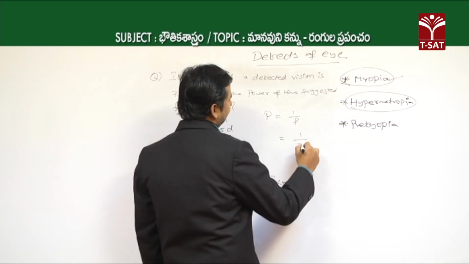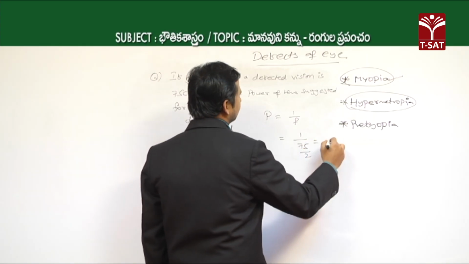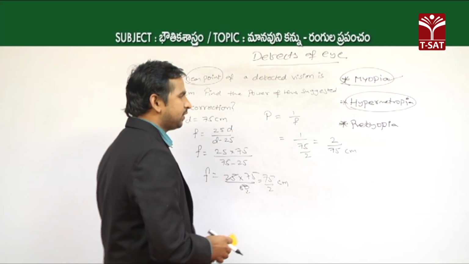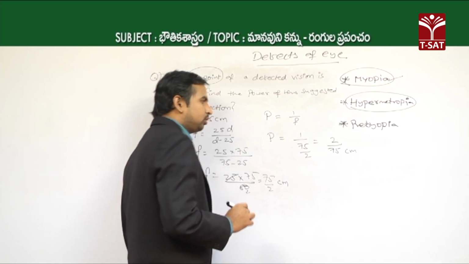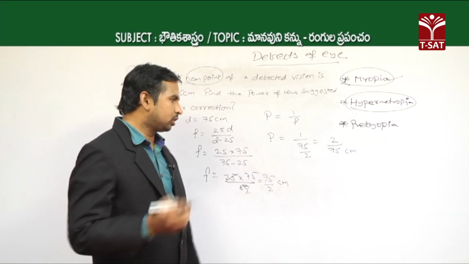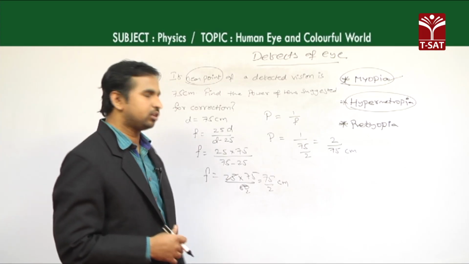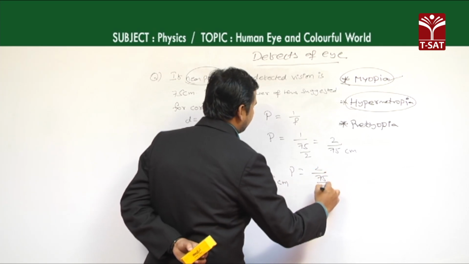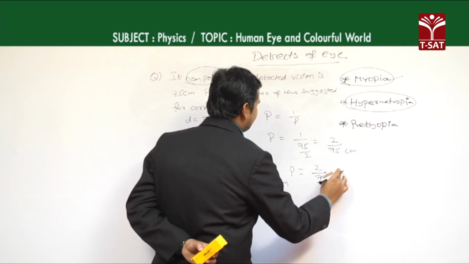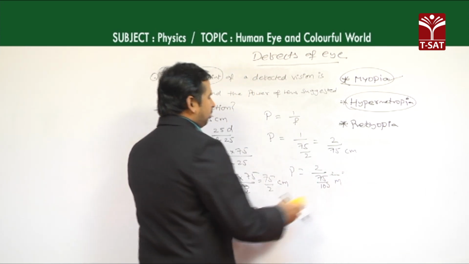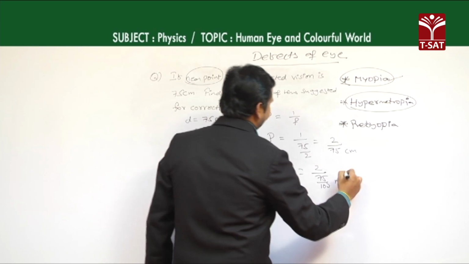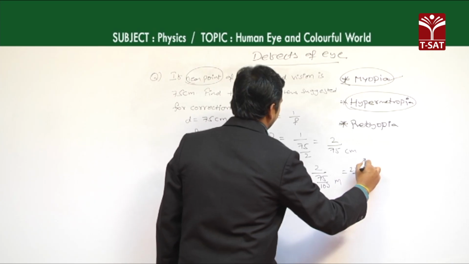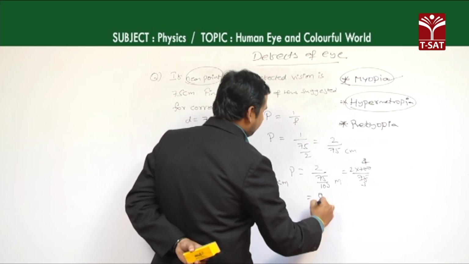Then 1 by f, we have the focal length 75 by 2, so it becomes 2 by 75. But here the focal length we have is in terms of centimeters, whereas actually the power we have to take in terms of meters. So, that is why if you want to convert 75 centimeters into meters, then P is equal to 2 by 75 by 100 meters, where the 100 comes to the numerator by 75, then 25 fours and 25 threes. So, you will get 8 by 3.